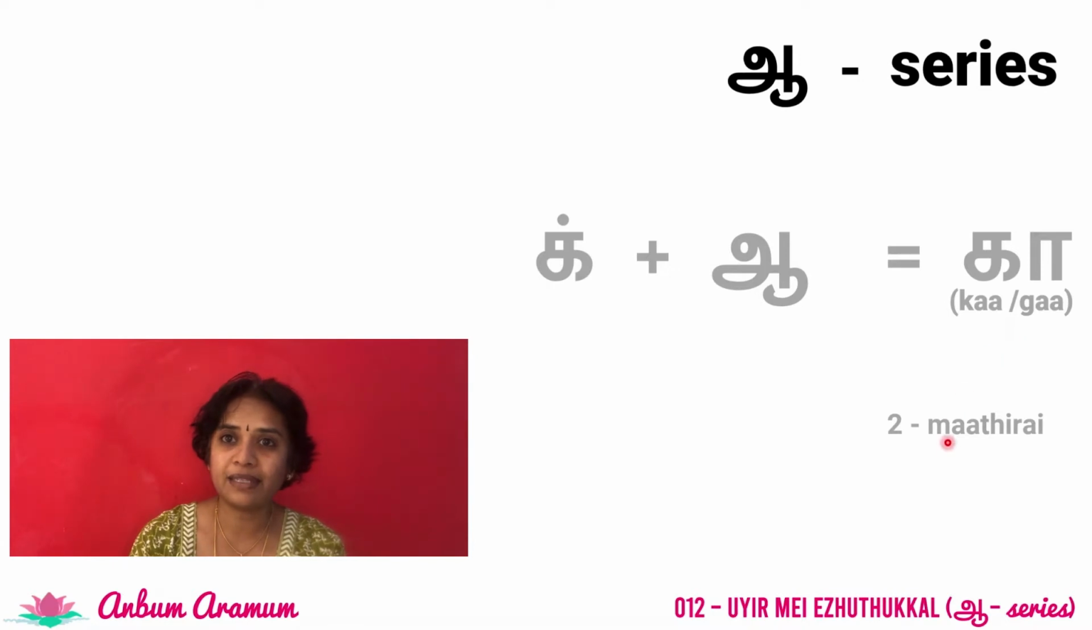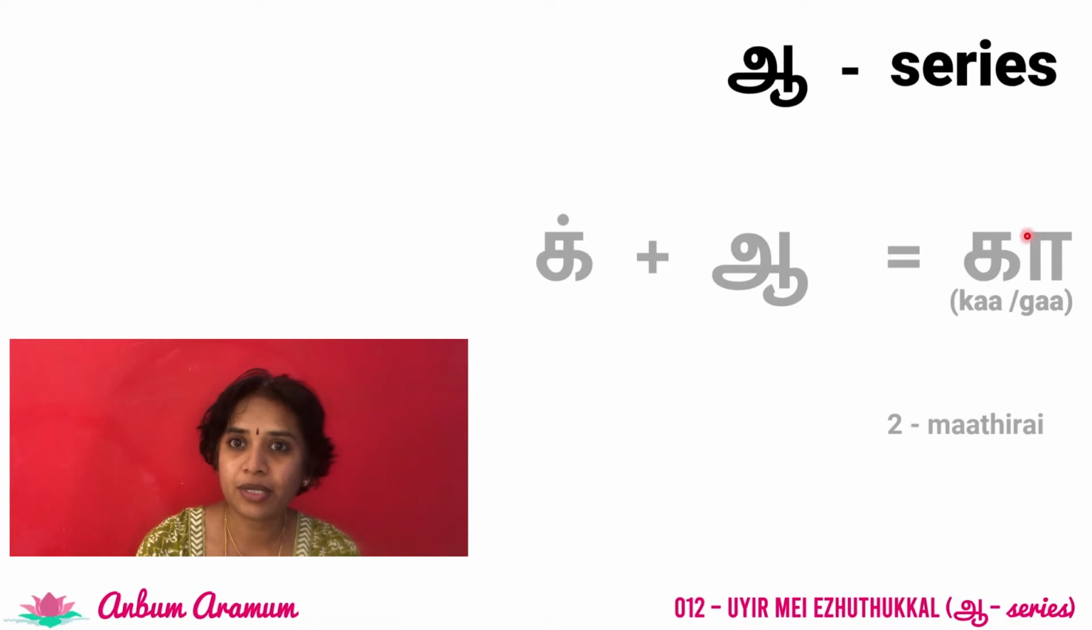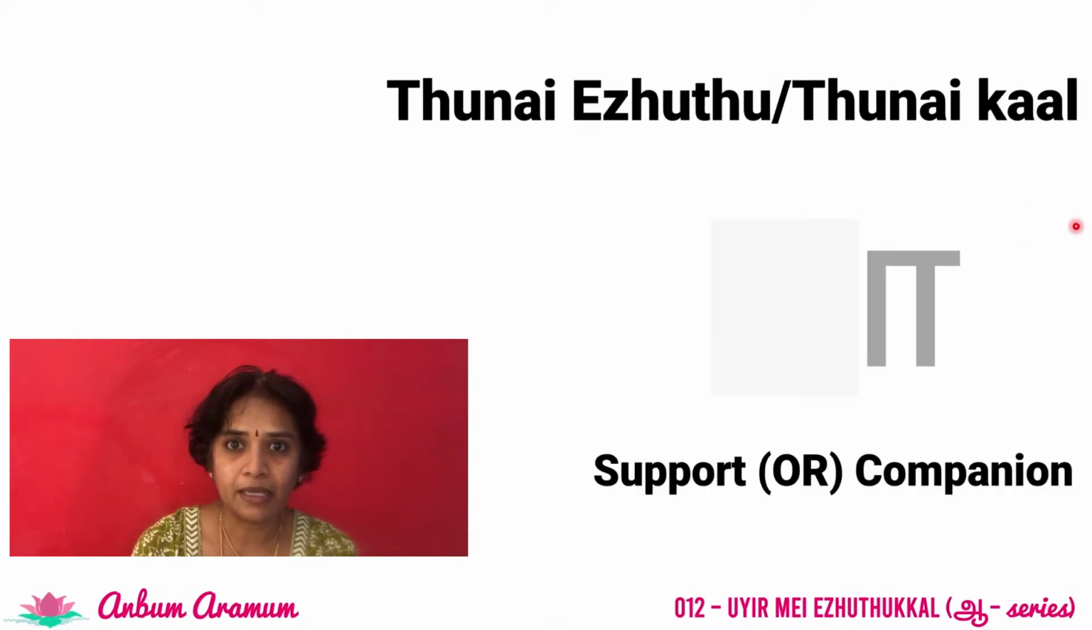As you can recall, Matire is the time taken to pronounce a sound. So this is the Nedil Ka, we pronounce it for two Matires. Now as you can see, the Nedil Ka takes the shape of the Kuril Ka but with an extra symbol attached. This symbol is called the Tunai Ezhuthu. Tunai means support or companion or a friend, and Ezhuthu is a letter. So this is called a Tunai Ezhuthu or the supporting Ezhuthu, and what it does is it elongates the A sound in the Ezhuthu.